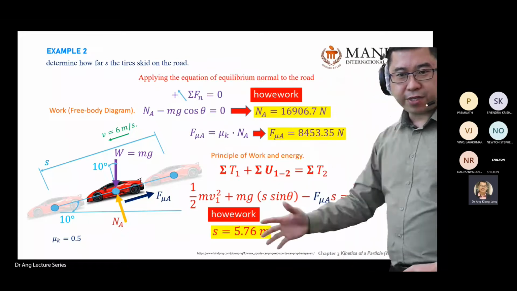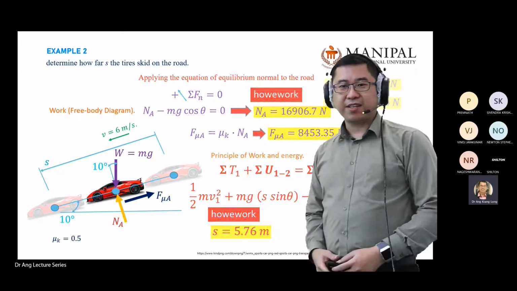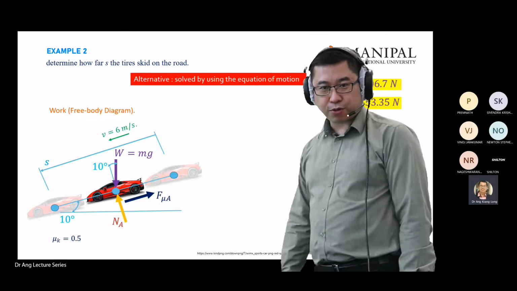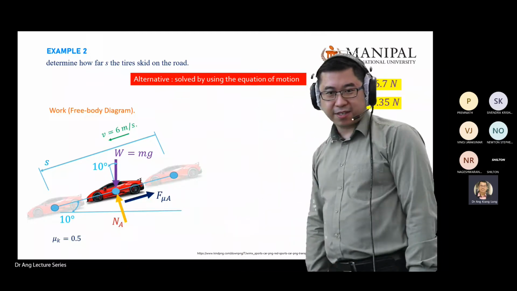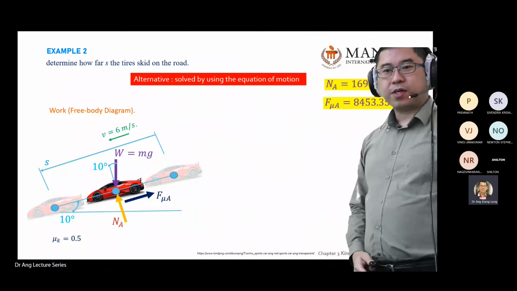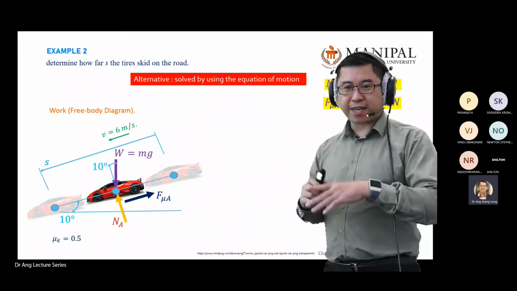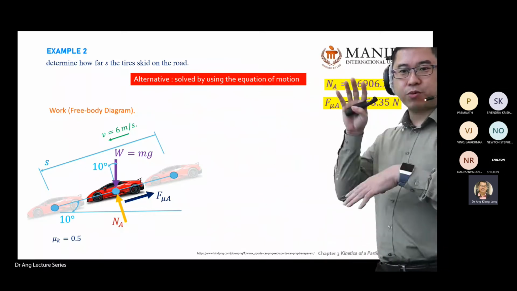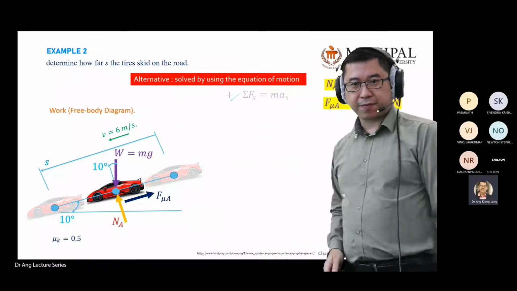We have done it using the equation of energy. I show you another way that you learn in your chapter 1. You use equation of motion to solve. Same question, different method. Okay, so this question can be modified into a chapter 3 question, or it can be modified into a chapter 1 question. Both get the same answer.